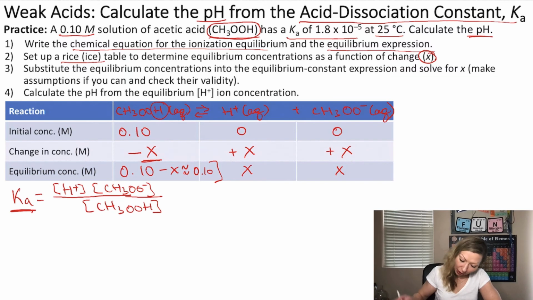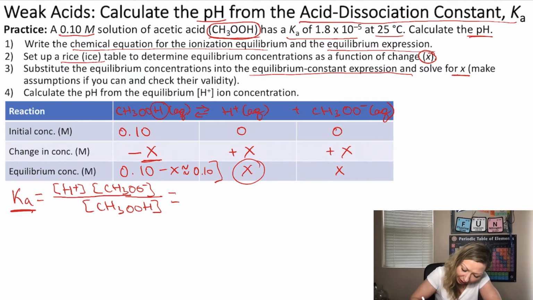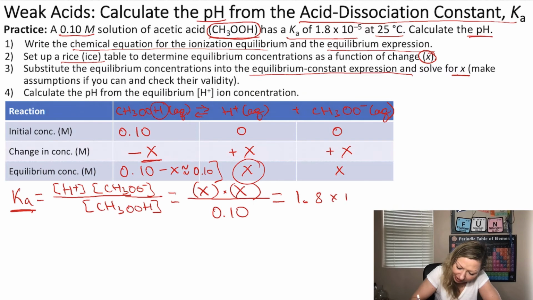All right, so let's plug the values into my equilibrium constant expression and solve for x, which is going to be our H+ concentration from which we can calculate the pH later. So here I know that x multiplied by x divided by 0.10 will equal 1.8 times 10 to the negative 5, which is the Ka given in my question. From here, I can solve for x.